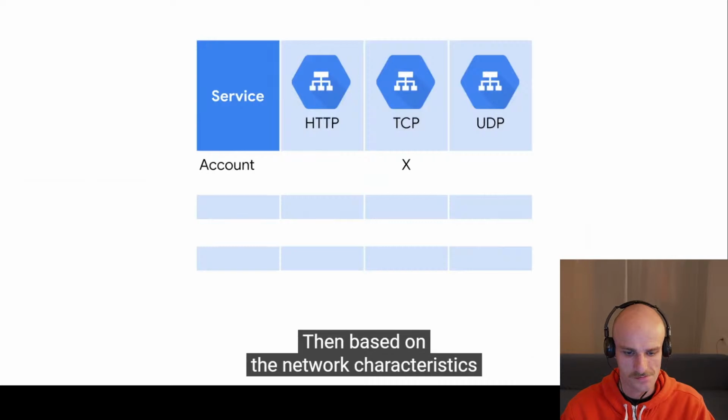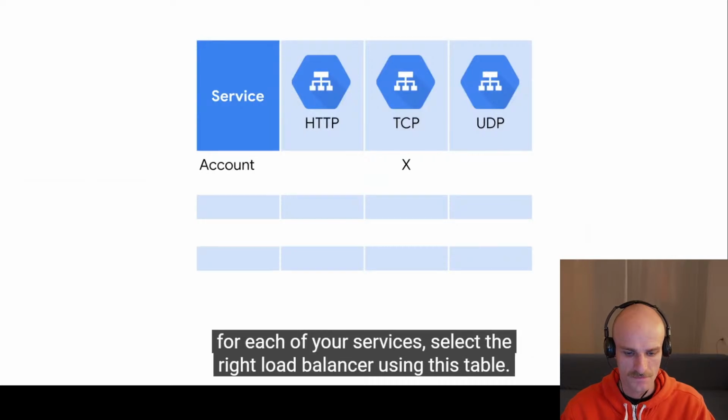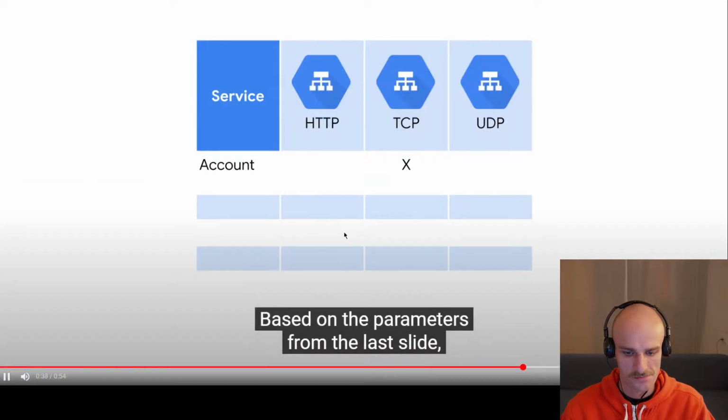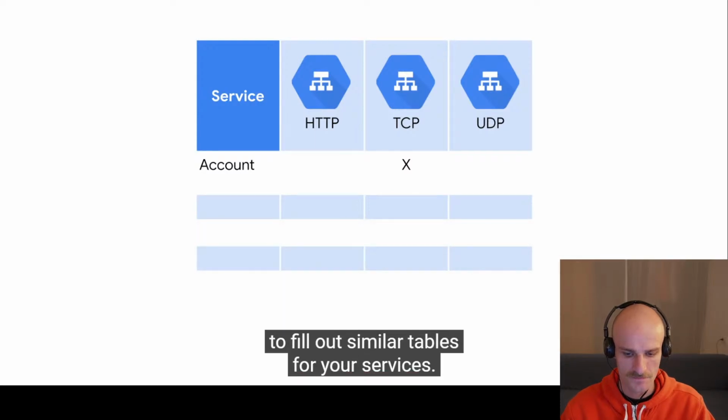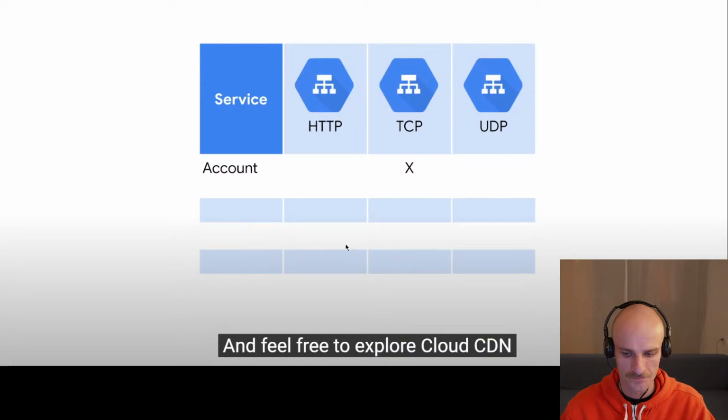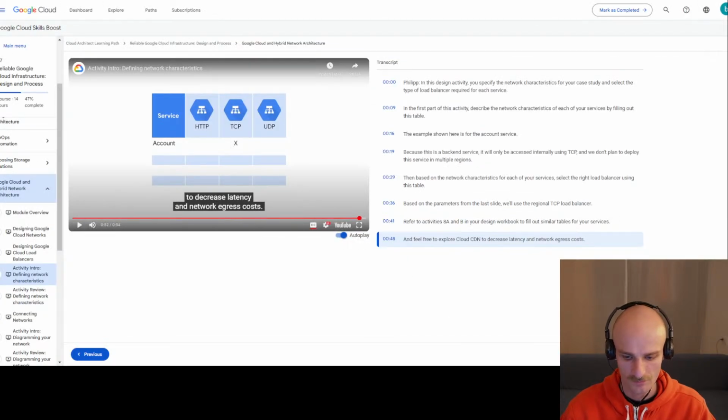Then, based on the network characteristics for each of your services, select the right load balancer using this table. Based on the parameters from the last slide, we will use a regional TCP load balancer. Refer to activities 8A and B in your design workbook to fill out similar tables for your services, and feel free to explore Cloud CDN to decrease latency and network egress costs. Okay, let's open the workbook.